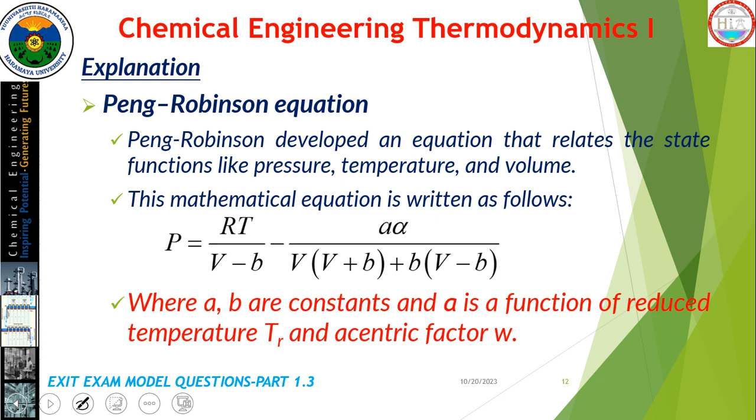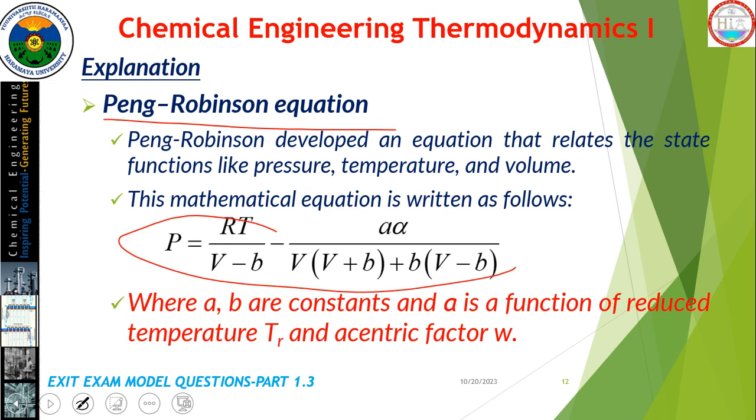The next one is the Peng-Robinson equation. In Aspen Plus, we can use the Peng-Robinson equation when we are selecting the models. Peng and Robinson developed an equation that relates state functions like pressure, temperature, and volume. The mathematical equation is written as follows: pressure equals RT divided by volume minus B, where B is a constant, minus A alpha divided by V in bracket V plus B, plus B in bracket V minus B.